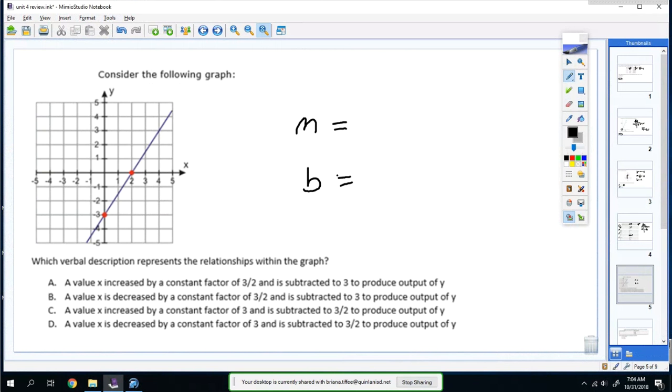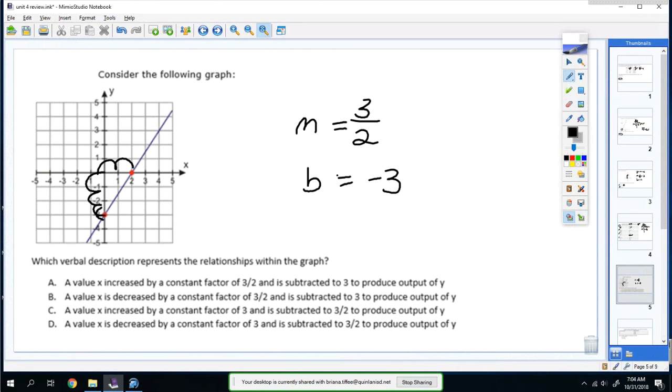So our b is our y-intercept, so I'll bring it down here, and that's right there. So that's a -3. Okay, so now let's find our rise and run and find our constant or our slope. So it'll be 1, 2, 3, and 1, 2. So my slope is 3/2.